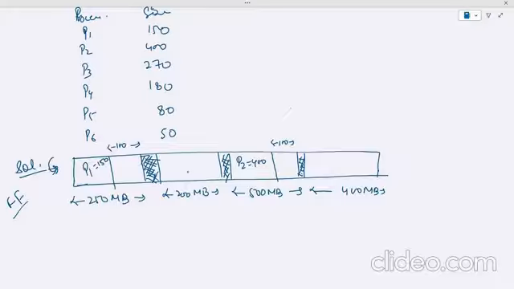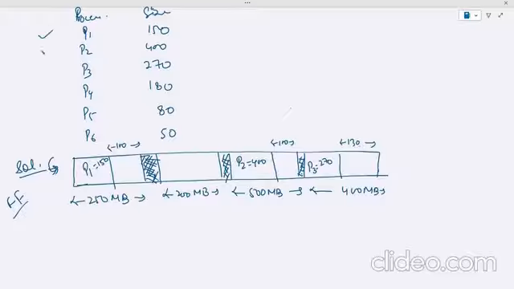In the second space, we cannot, same thing, limited space. P3 needs 270, we have only 200. And the third block, 100 space, P3 needs 270. Definitely we cannot fill this. And now the last block, 400 MB of space, and we have P3 of size 270, so definitely P3 will get this. So P3 will get this block, and the space left is 130 MB.